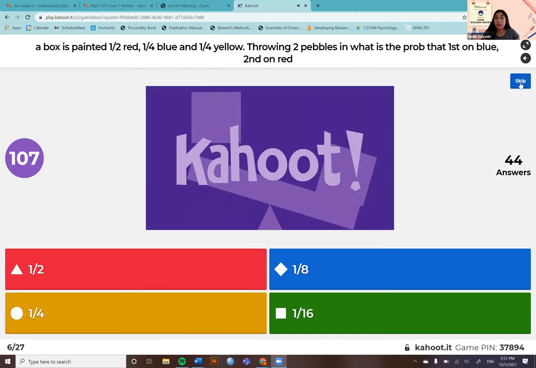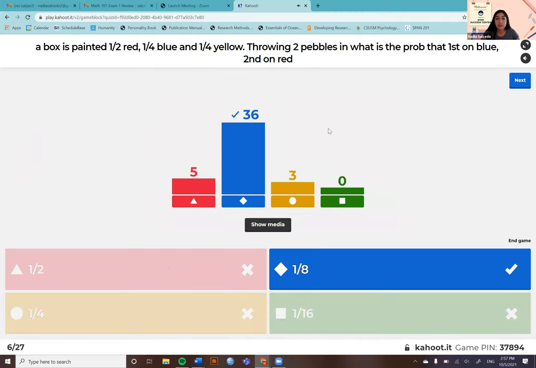All right, we're gonna go ahead and look over now. All right, so I'll go over it since a few of you said that you have no idea how to do this one, so we'll just go over it. So we're gonna start with this event is gonna be independent. So we can use the probability of A times the probability of B like we've been doing. And event A would be throwing a pebble in the blue box and then throwing a pebble in red.